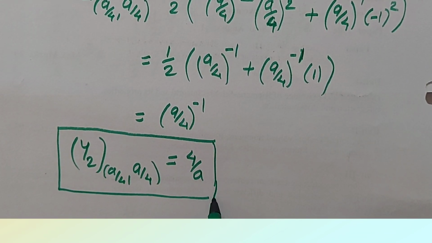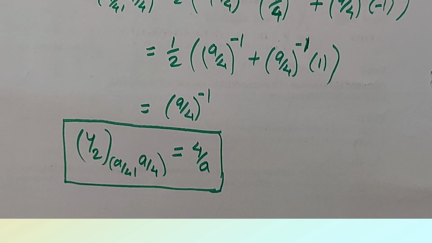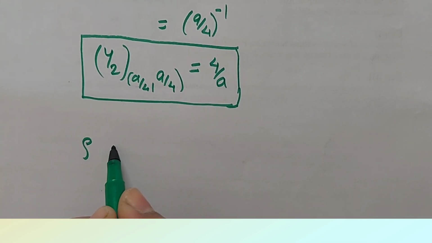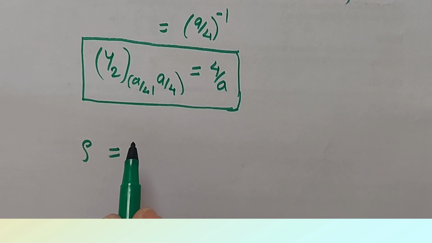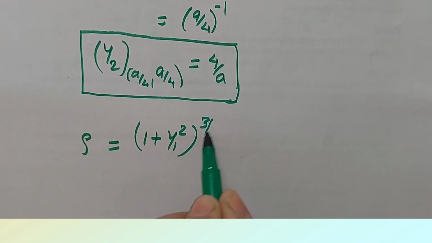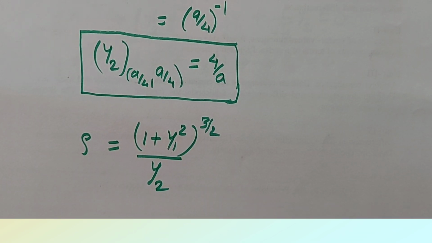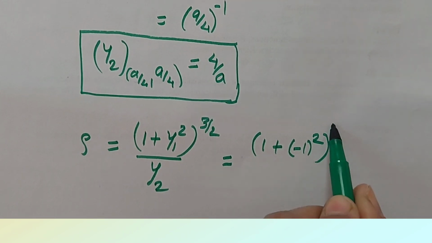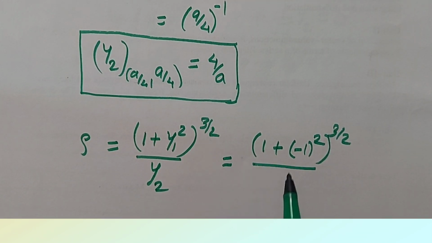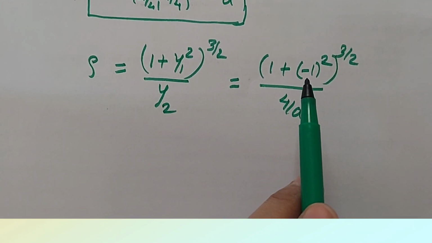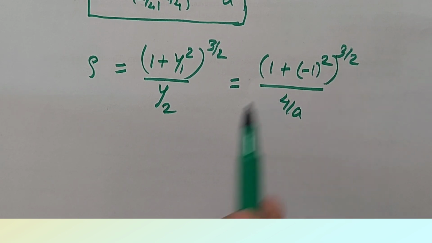This is the value of y2. Now from y1 and y2, the radius of curvature at a by 4 comma a by 4 is, we know the formula of radius of curvature is rho is 1 plus y1 square raised to the power 3 by 2 divided by y2, and here our y1 is minus 1, so here minus 1 square, y1 is minus 1 raised to the power 3 by 2 divided by y2, y2 is 4 by a. Now here minus 1 square is 1, so it is 2 raised to the power 3 by 2.